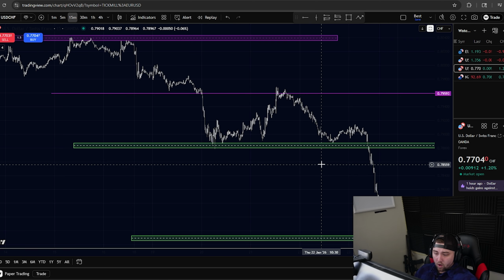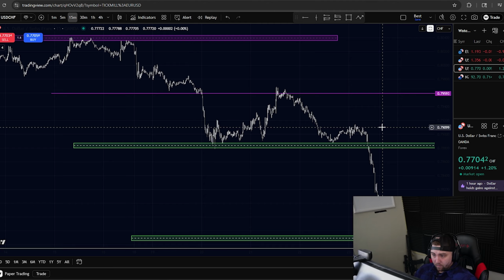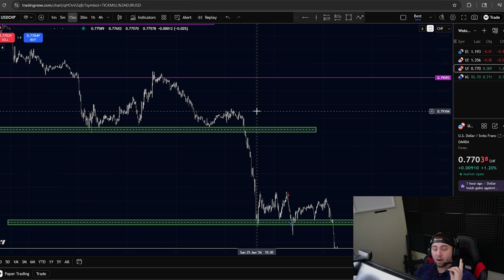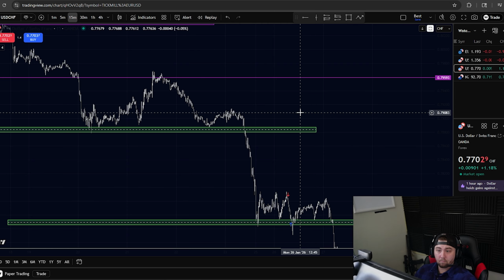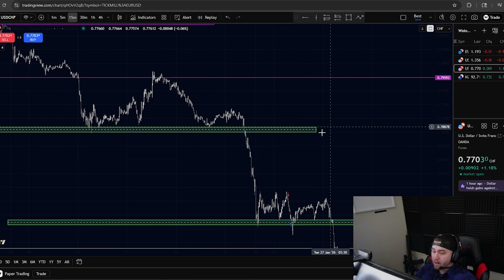So right here, we would have been looking for a sell. Okay, this happened 2 times in the past couple of days. I rode both of these trades, made more money than I made the last 2 weeks combined because the market is very clear right now, and it's not always like this. It's like this about once or twice a week.